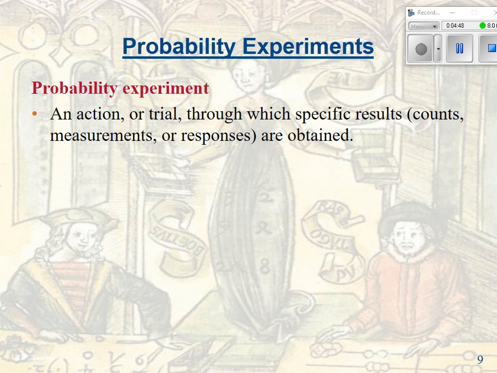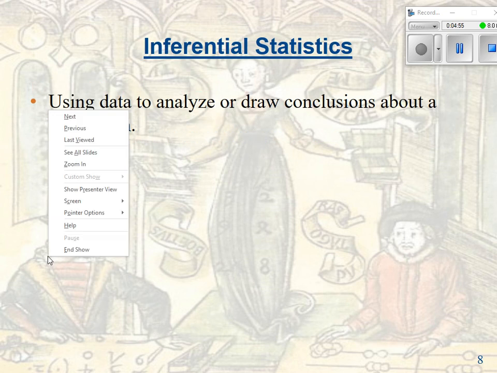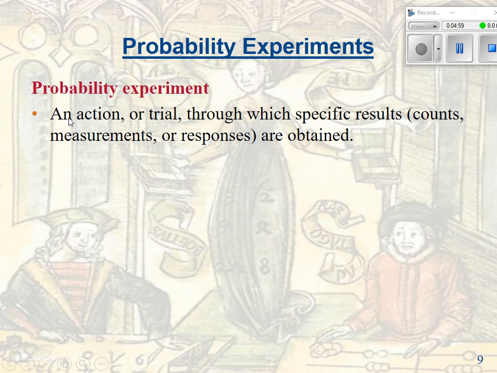Now, if it's something like flipping a coin, if I flip a coin 20 times and it comes up heads every time, does that mean it's going to come up heads the next time? No. Does that mean it's automatically going to come up tails the next time? Doesn't work that way.